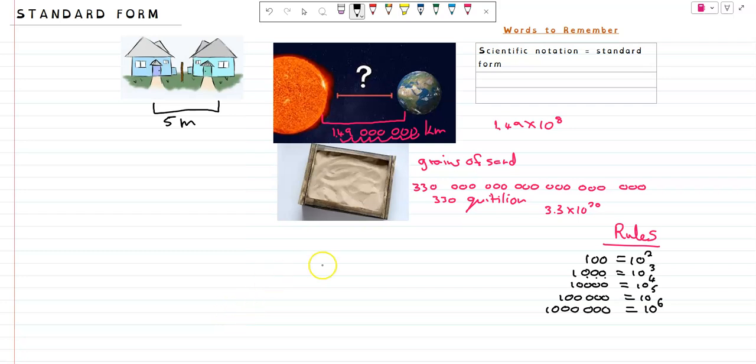Now let's look at the way that this is written. Standard form looks like A times 10 to the power of n. Okay, where A is smaller than 10, and n is the number of times that you make the number smaller. So 10 less every time.